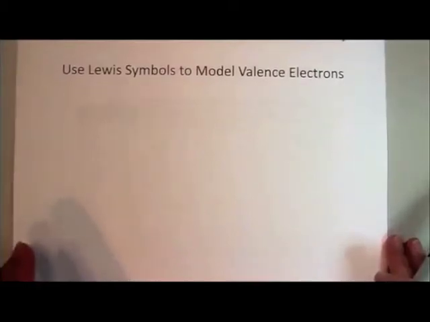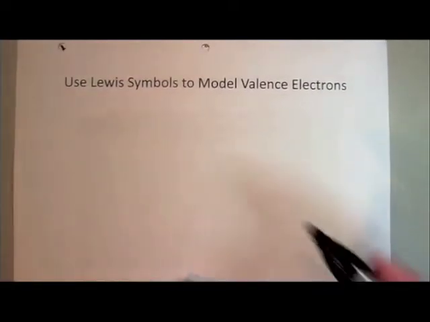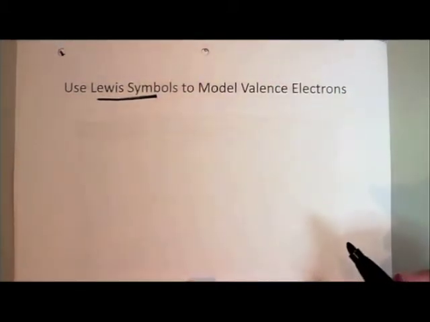You can use Lewis symbols to help model the valence electrons, and then from the symbols we can model the bonding in molecules, in covalent molecules. So the Lewis symbol is just a model where you use the elemental symbol to represent the nucleus and all of what we call the inner electrons, and then use little dots to model the valence electrons.